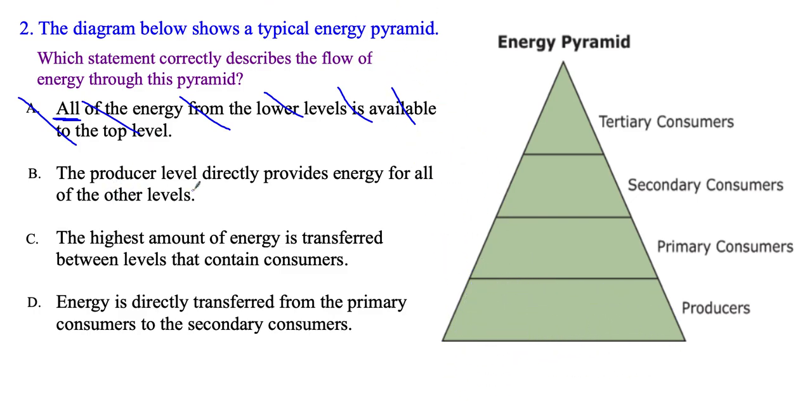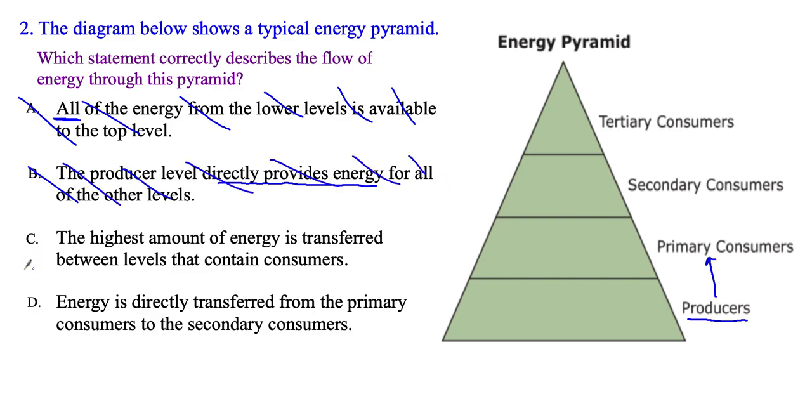Let's see. The producer level directly provides energy to all the other levels. Now, the way you read this energy pyramid is the producer level directly provides energy to the thing right above it. So it only directly provides energy to the thing right above it. It might indirectly provide energy to the top, to these two, but the producer only directly provides energy to the primary consumers, not to the other two. So this is gone. Now the producer does provide energy indirectly to these two, but it only directly provides energy to the thing right above it. So this one's gone.